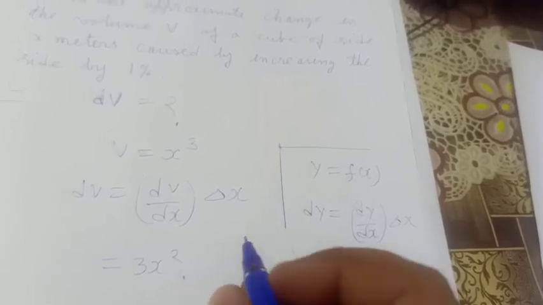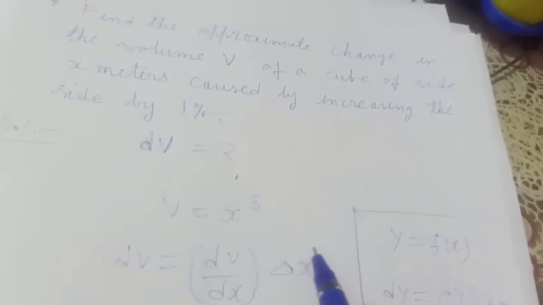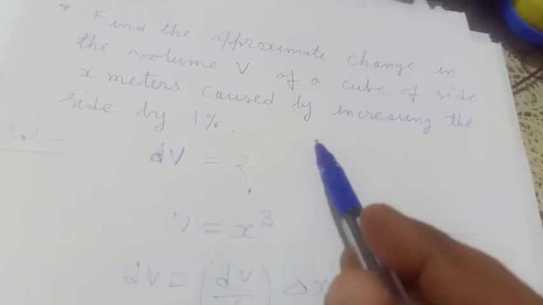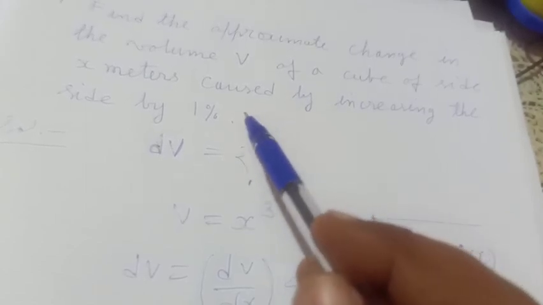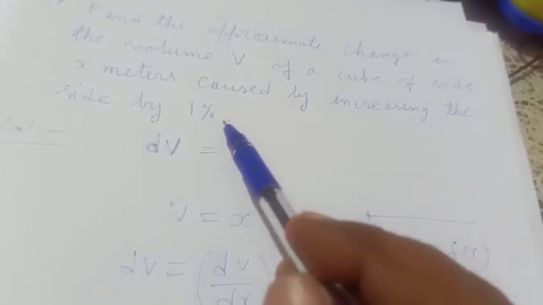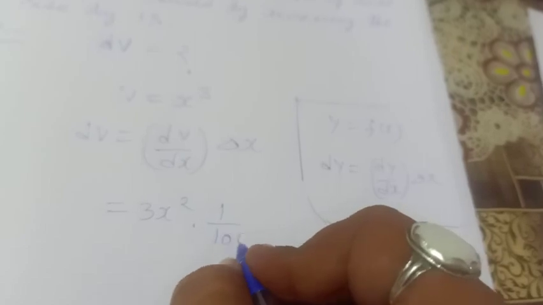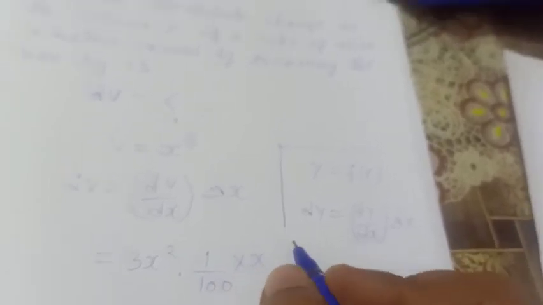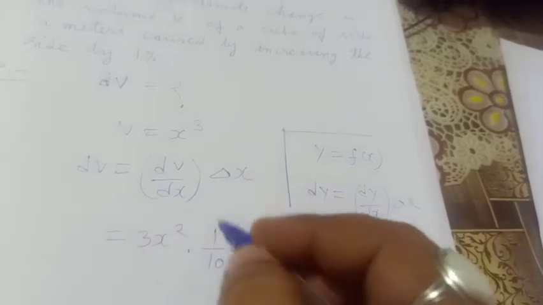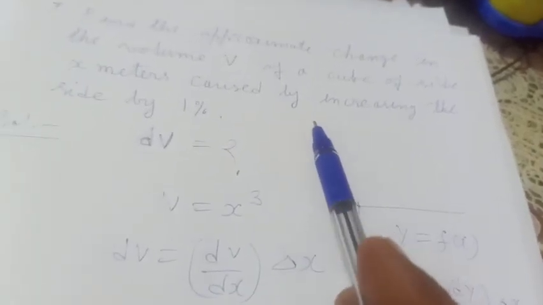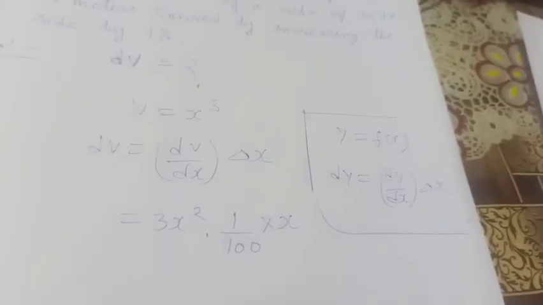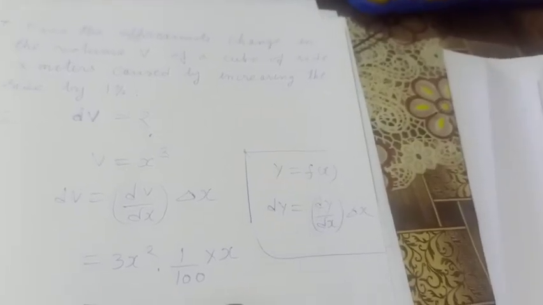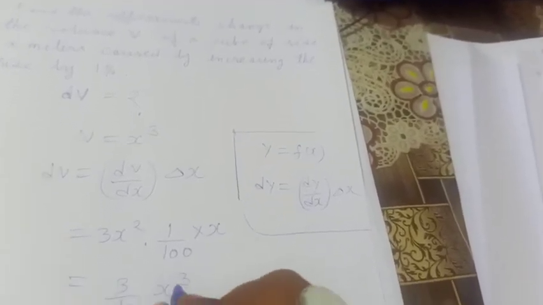Now delta x is the change that is given here. Increasing the side by 1%. So the change in x is 1%, that is 1 by 100 of the side, that is 1 by 100 of x. This is our delta x. Delta x means the change, increasing the side by 1%. The change in side, that is 1%. So if we solve this, we will get 3 by 100 x cube.